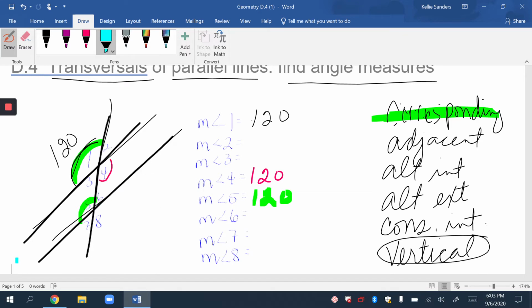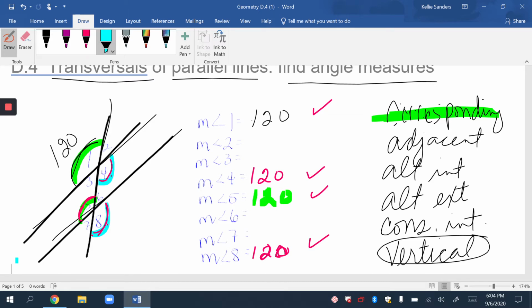Okay, and then you could either look at angle 4. What's corresponding to angle 4? Angle 8, or angle 5 and angle 8 are vertical. So as soon as it starts flowing, you get the gist of what things are. So 8 is corresponding to 4, which means it's 120, and 8 is vertical to 5, which means it's 120. And look what we have. We have 1, 2, 3, 4 angles that are 120 degrees.